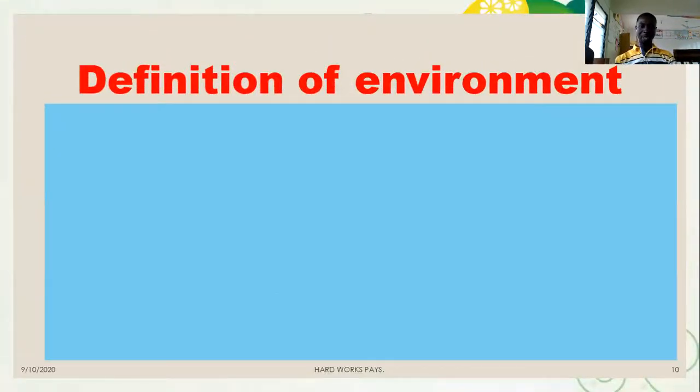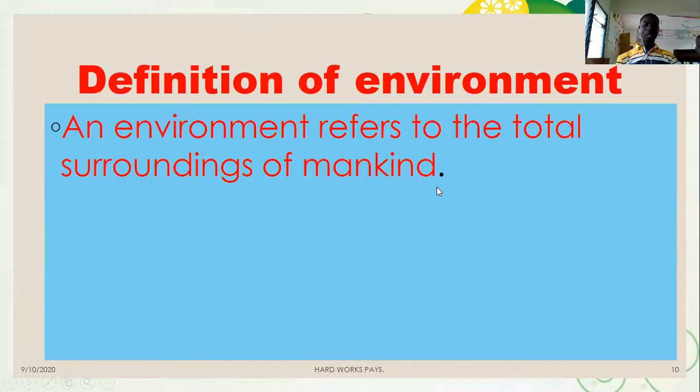Now let's look at my presentation here. So the definition of environment. I put together some few words that you need to also learn from me about the environment. Okay, so let's go. An environment refers to the total surroundings of mankind. Can we say after me? An environment refers to the total surroundings of mankind. Can we say it again? An environment refers to the total surroundings of mankind. Now, those at home, can we all say it together? Very good. I heard you saying an environment refers to total surroundings of mankind. That's very good of you.